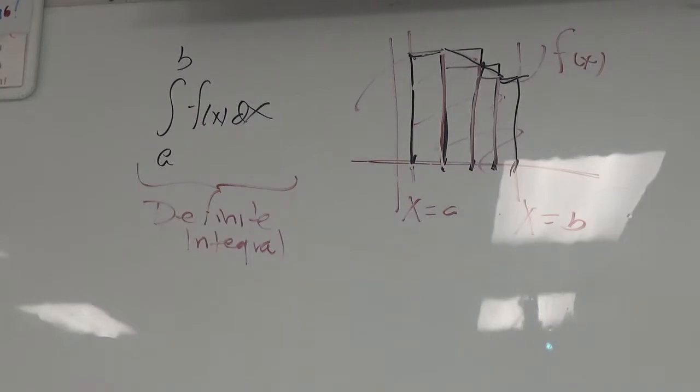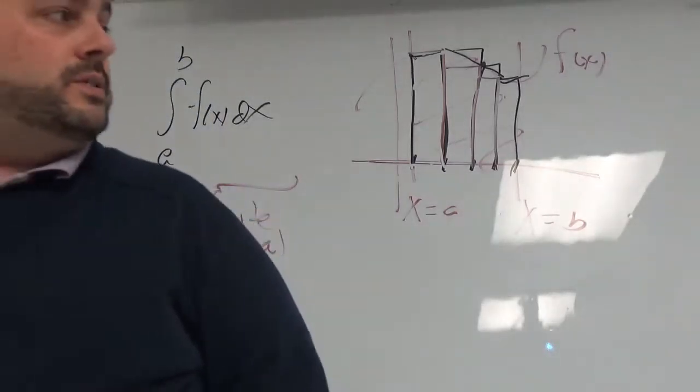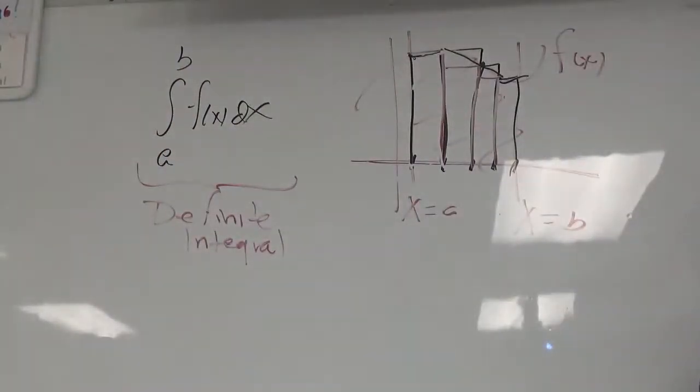What does this function represent? Let's get some hands on this. What does the function represent? Nora, what does it represent? The rate at which water is leaking, so gallons per minute. So rate that water is leaking. And I love what you said next. Rate that water is leaking. What am I measuring in? Gallons per minute.